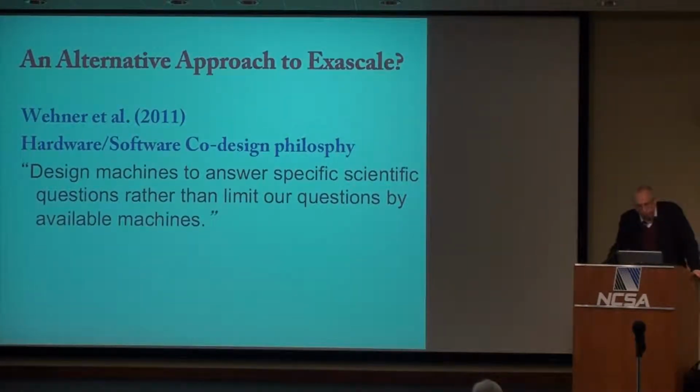Wehner et al., a couple of years ago, and they continue to work on this at LBL, have been looking at the question of whether we should be taking an alternative approach to how we design exascale-type machines. Should they not just be based on hardware that can generally be applied to all types of problems, like Blue Waters, which is a petascale machine, but should we actually be designing machines for the specific problem at hand? And so to quote from that paper, we need to design machines to answer specific scientific questions rather than limit our questions by the available machines.